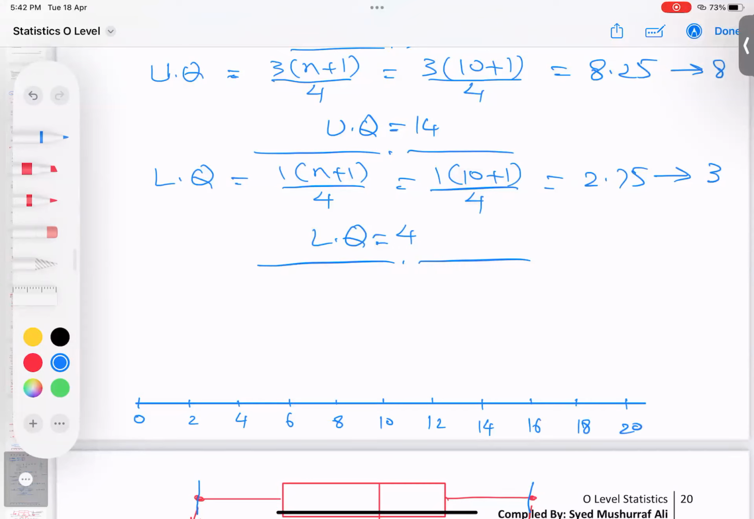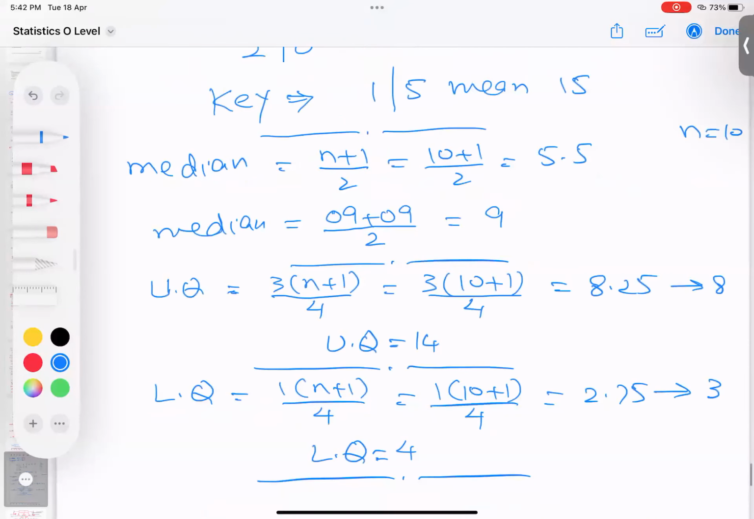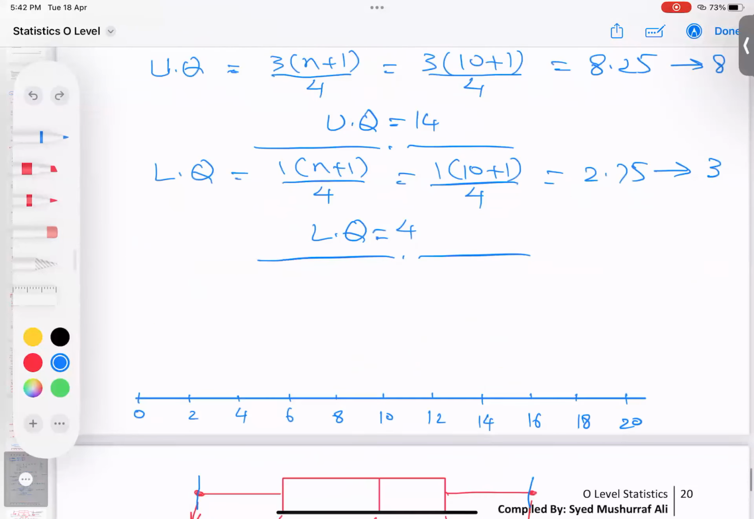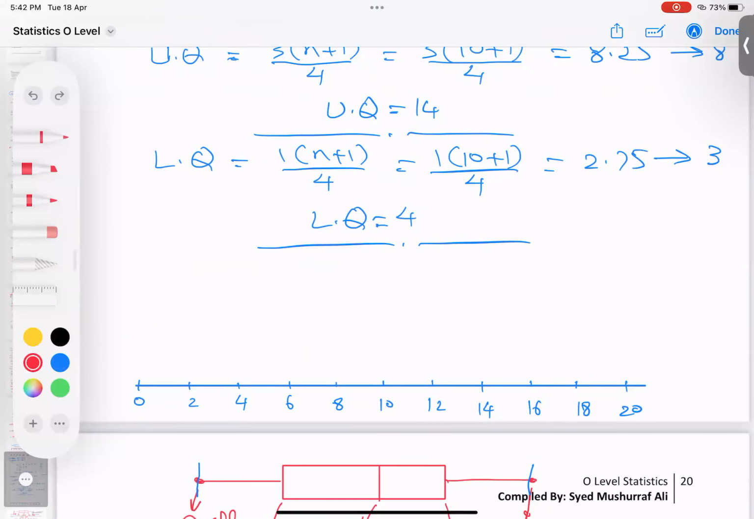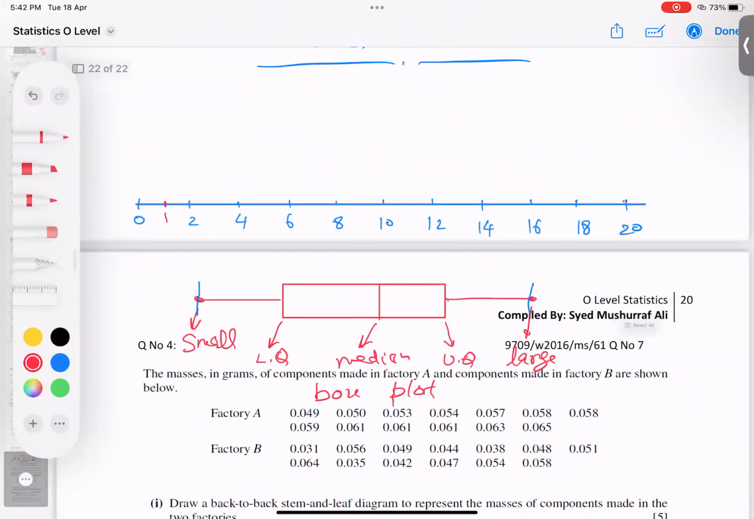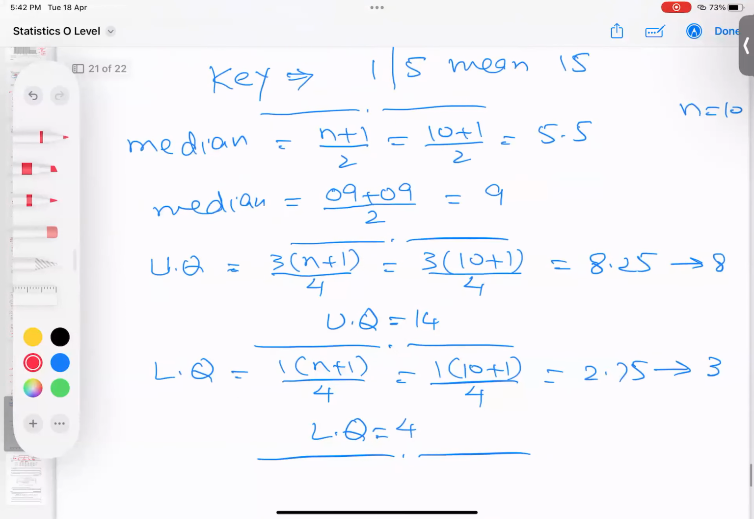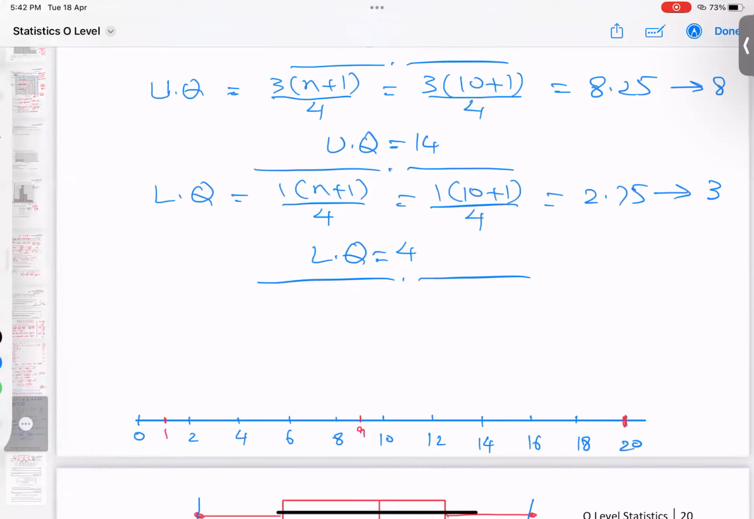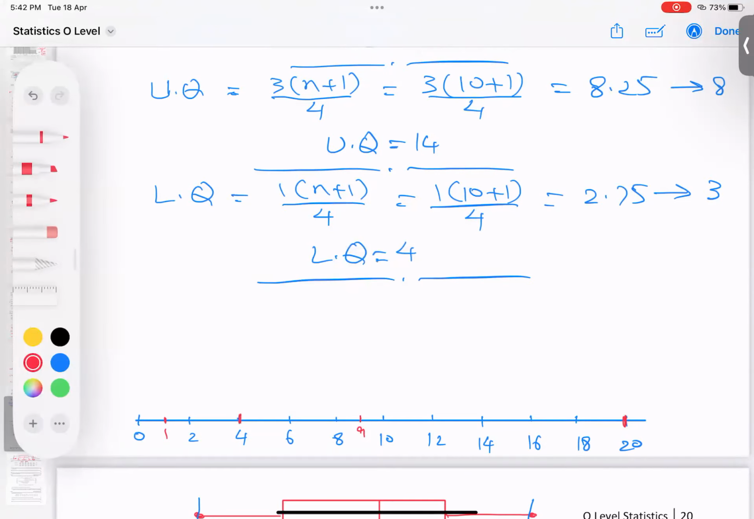The first value we have, the smallest value, is 1. So where is 1, students? I make a mark here. This is 1. Okay, what is the largest value? 20. I make a mark here, 20. Okay, what is the lower quartile? The median is 9, in the middle. And the lower quartile 4, I mark 4 here. Upper quartile 14, 14. I hope so.